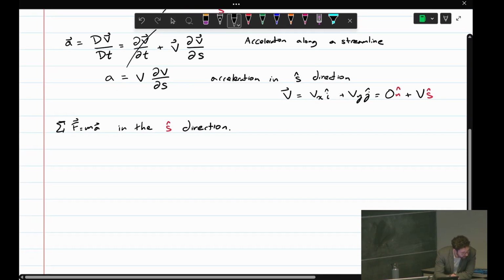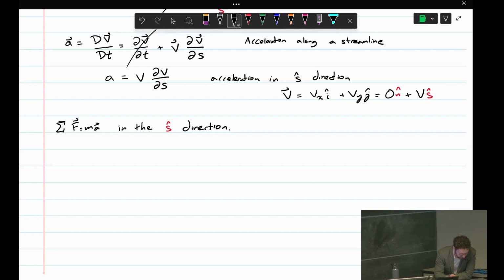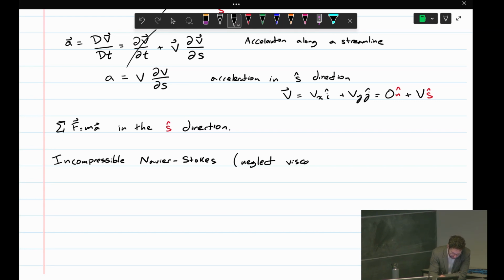So we know that F equals ma gives us, in this course, we're using the incompressible Navier-Stokes equation. And we're also going to drop one of the terms right off the bat. So we're going to neglect viscosity.